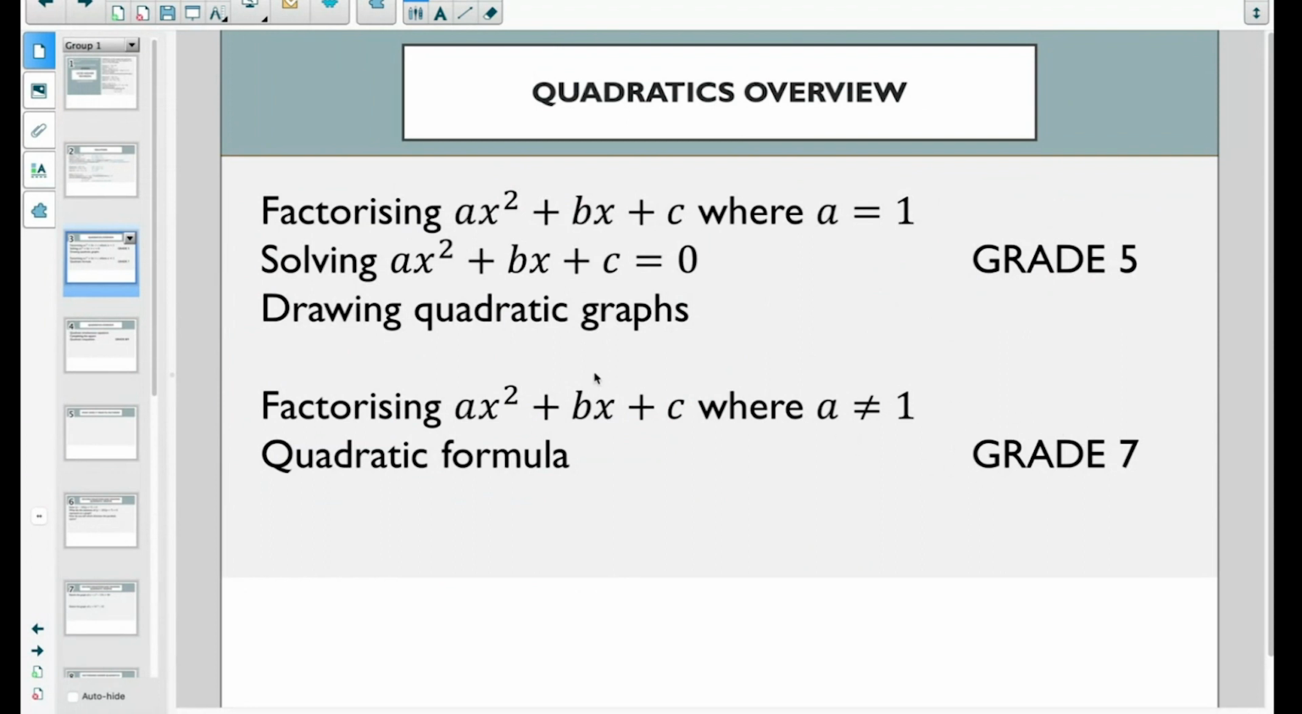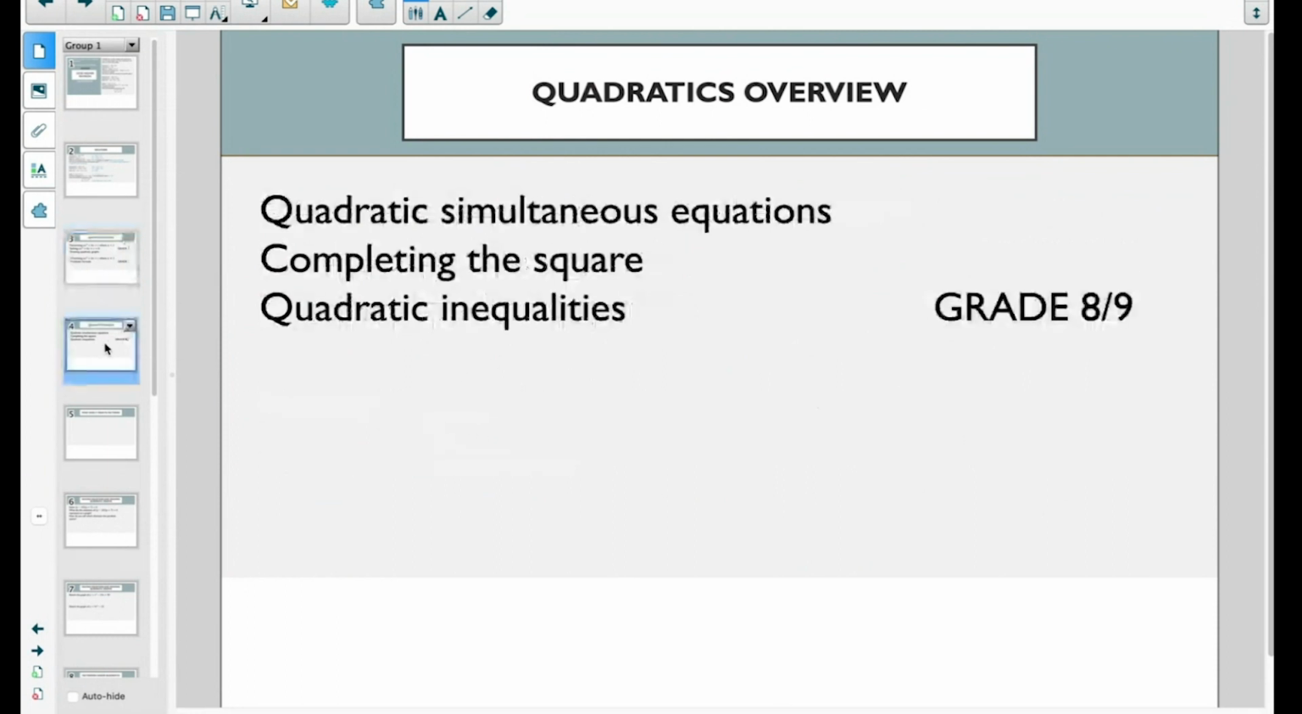Moving into the grade 7 topics, those are really just when you are factorizing those more difficult quadratics, along with using the quadratic formula. And then moving on to the grade 8 and 9 topics, we're looking at quadratic simultaneous equations, completing the square, and quadratic inequalities. Okay, so those are more or less most of the topics covered under quadratics.